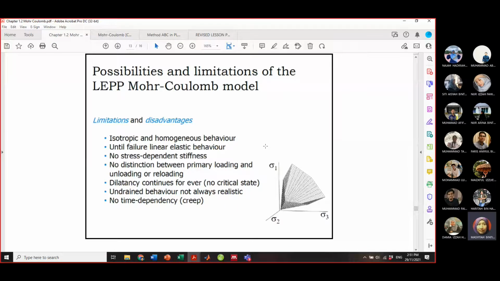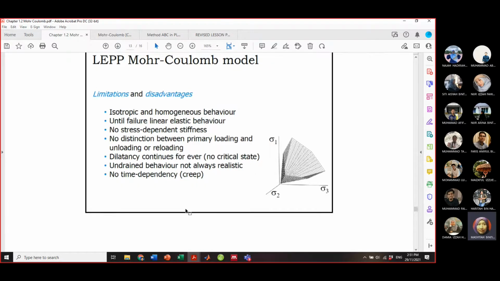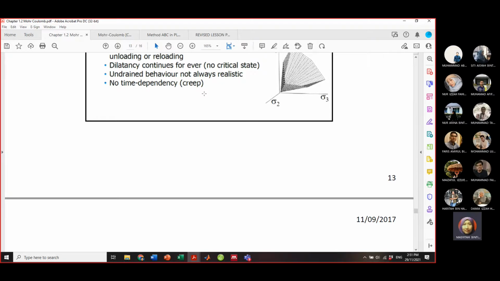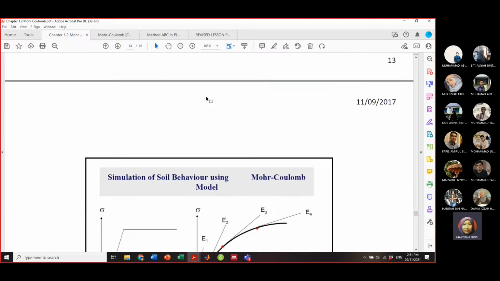Then, no stress-dependent stiffness, and no distinction between primary loading and unloading or reloading. This is also true, because as you saw earlier, the image for the failure criterion is like one way only. The elasticity continues forever, no critical state, undrained behavior not always realistic, no time dependency. This is not suitable if you want to study consolidation or embankment on saturated soil.